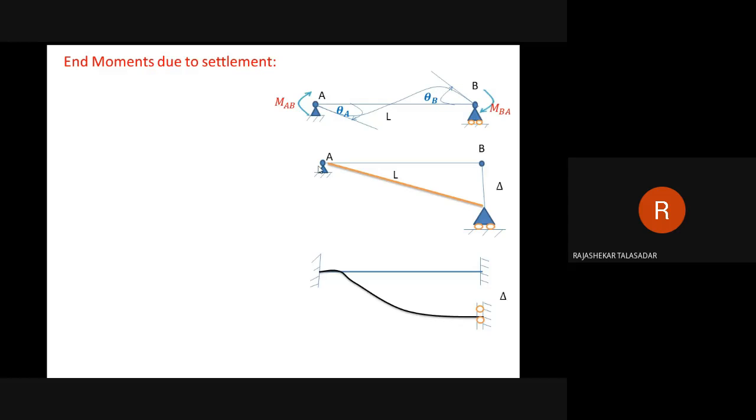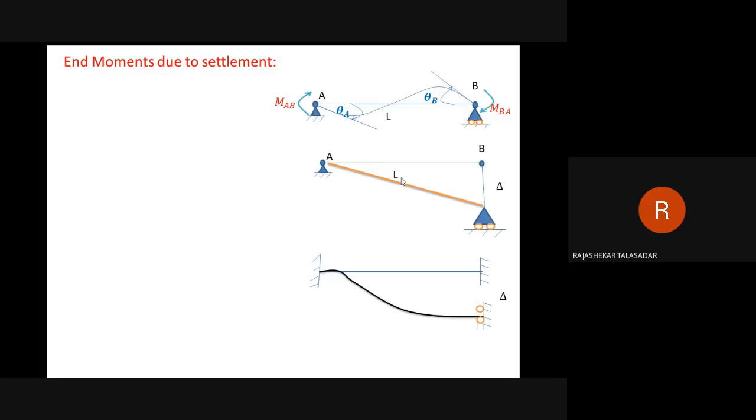See, A is pinned and B is also pinned. If I give the settlement delta at B, now this will be the new position, which I have shown with the brown color. Okay. See here, what you should understand is delta is very small as compared to L. Delta is very small as compared to the span of the beam. But to show here, I have shown some big amount because the figure must be clear to you. But always, essentially, you should feel that delta is very small as compared to the length of the beam.